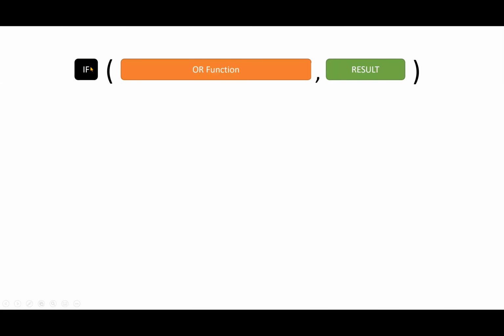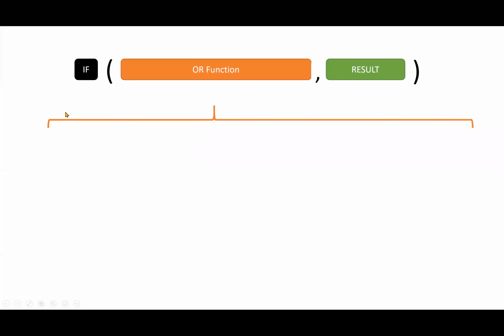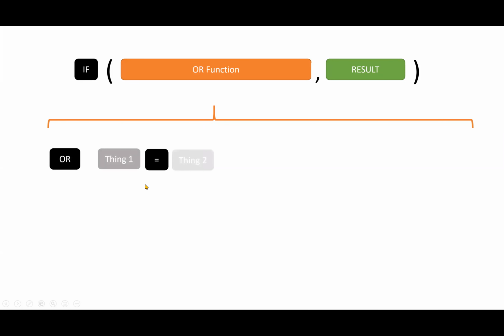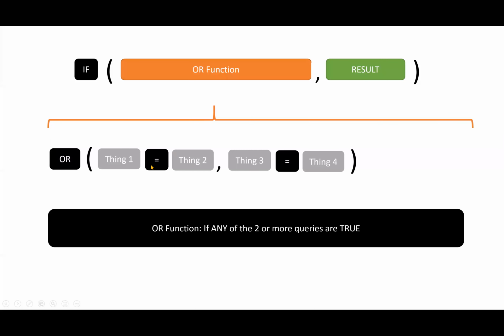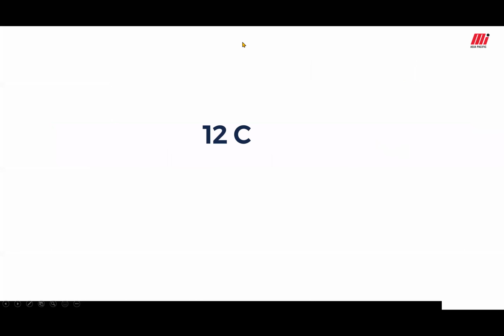So if this is the IF function, the OR function, just like the AND function, will come in the middle, and then you'll have the result by putting in the comma. What is the OR function? The OR function is basically thing 1 equating thing 2, or thing 3 equating thing 4. So two separate queries. You can have as many queries as you want in OR. If any one of these is true, then give me this result. In the AND function, both of them have to be true, or all of them have to be true. In the OR function, any one of these is true. So have you understood my explanation so far?